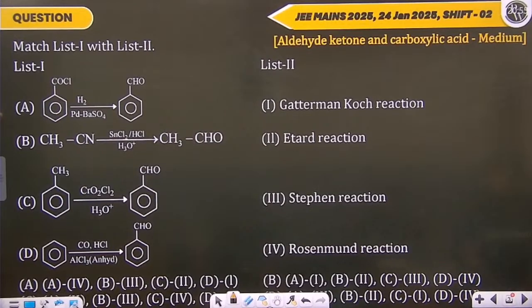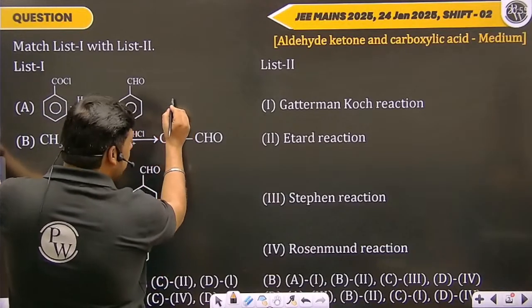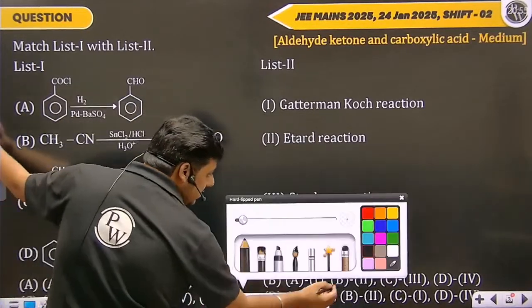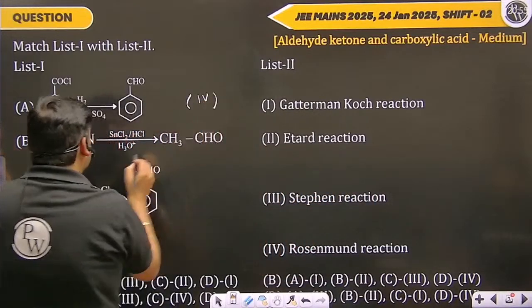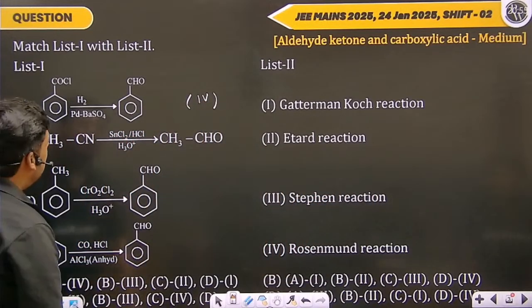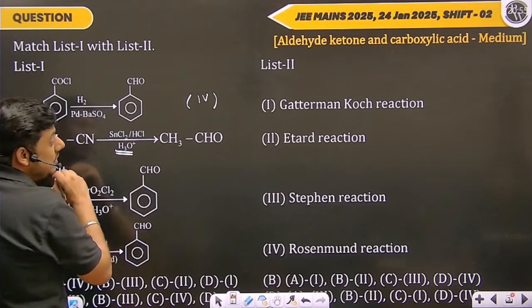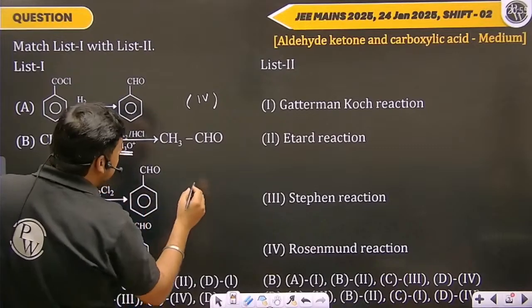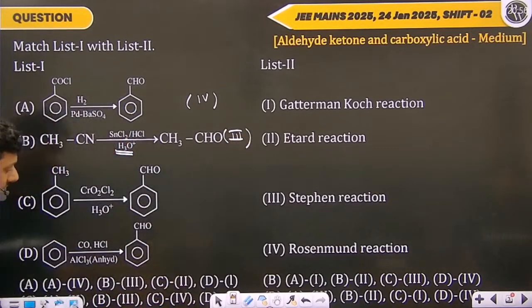So the very first one, Pd-BaSO4, poison catalyst and hydrogenation of COCl. This will give you aldehyde formation, right? So this is your Rosenmund reaction. So A will match with 4, right? Our A will match with 4. The next one is SnCl2 with HCl, again controlled reduction and then followed by hydrolysis. So this is going to be your Stephen reaction, which is option number 3. That means your B will match with 3.